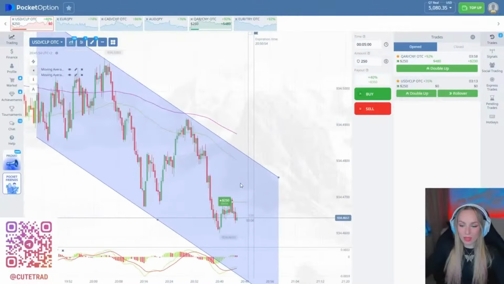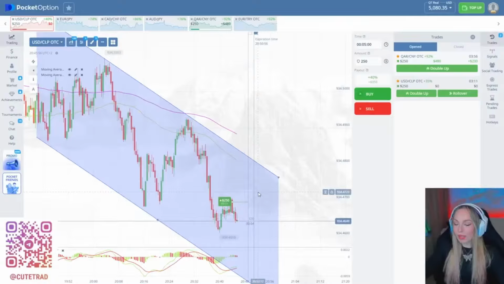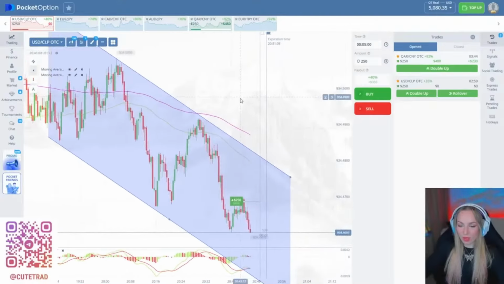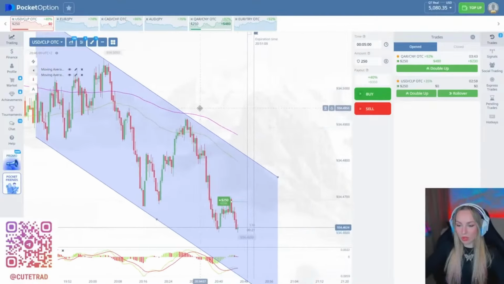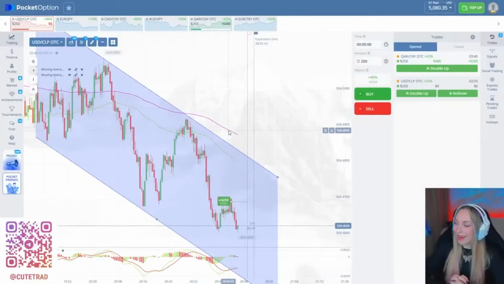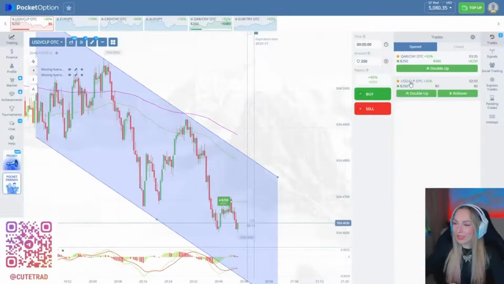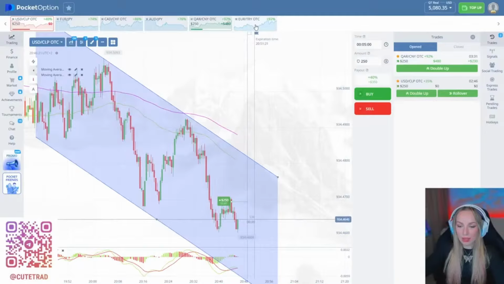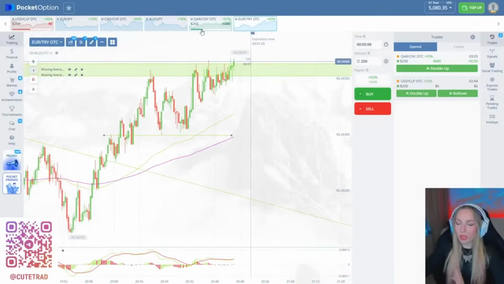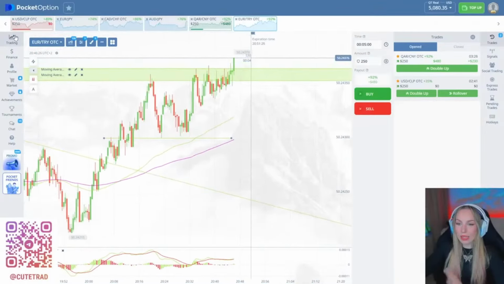Here, this one went down. Probably this is what happens when I'm entering in the other direction from the main trend, which I'm telling you not to do. But sometimes I do experiments, I go for the risk, and this is what happened. I'm not following my own strategy, but we still have almost 3 minutes. It can go up. But in general, I do not recommend you to open trades against the main trend.